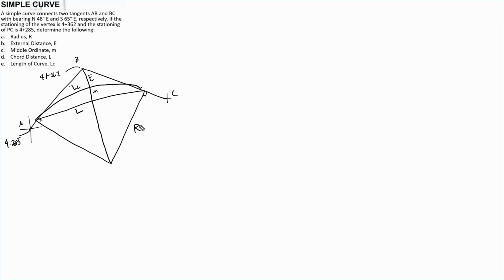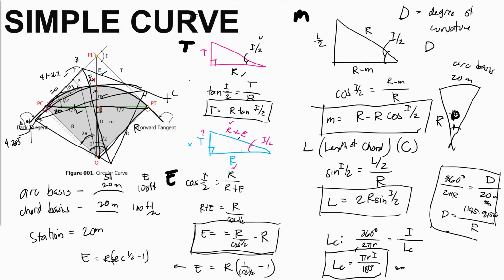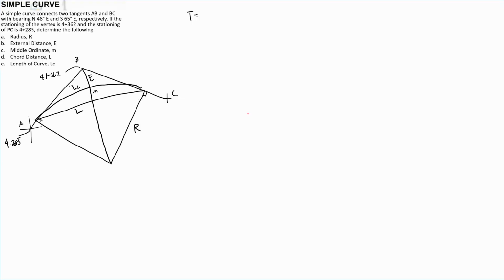So, radius muna tayo. Sa formula natin, T is equals to R tan I over 2. Or kung di man natin sa ulo yan, pwede nating i-extract again yung curve or yung triangle na yon. So, extract natin tong triangle na tong isang side na to. Pag ganon, makukuha natin si tangent. Ito si radius natin, ito si tangent natin, and then ito yung E plus R natin. Ngayon, hinahanap natin si radius.